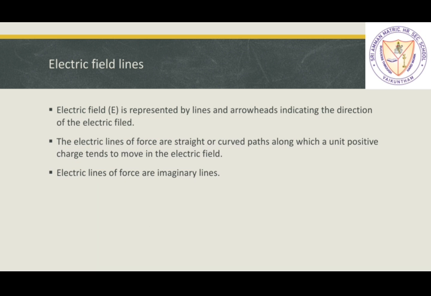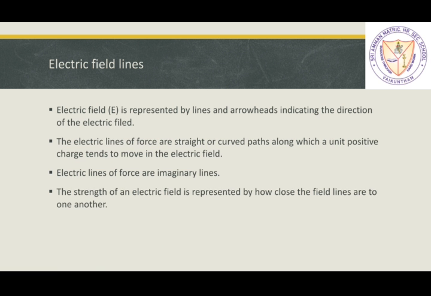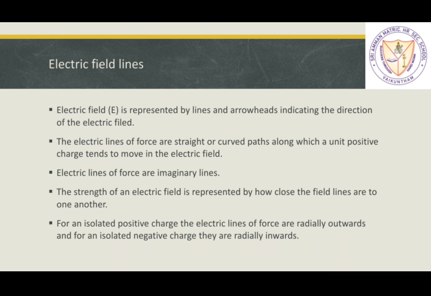These imaginary lines are used to represent the electric field around any electric charge or any charged particle or object. The strength of an electric field is represented by how close the field lines are to one another. If the electric field is high, you will see more field lines. If the field is weak, there will be fewer electric field lines. For an isolated positive charge, the electric field lines of force are radially outwards, and for an isolated negative charge, they are radially inwards, as shown in the picture.